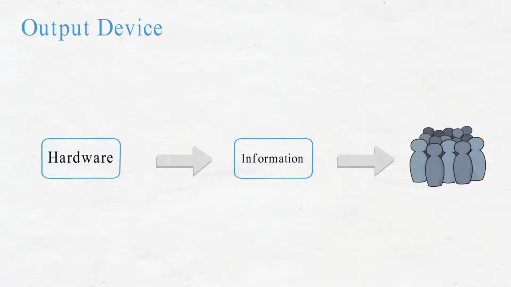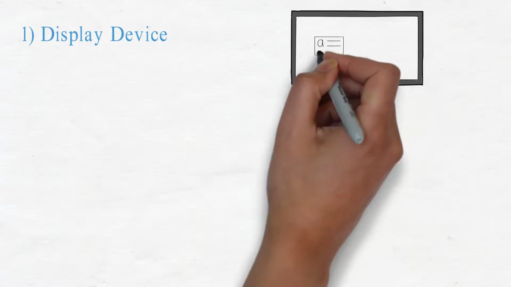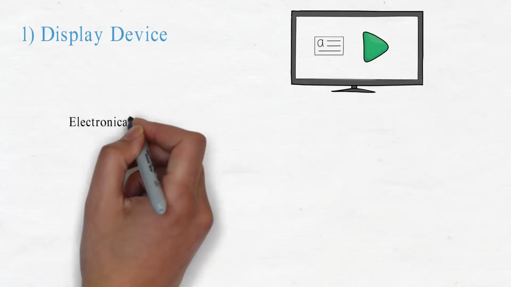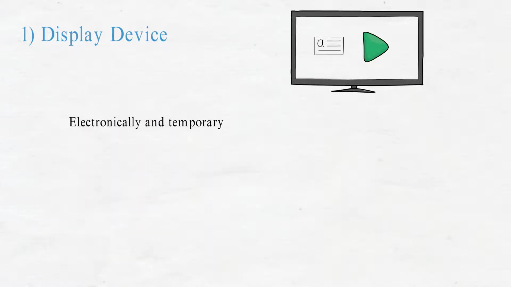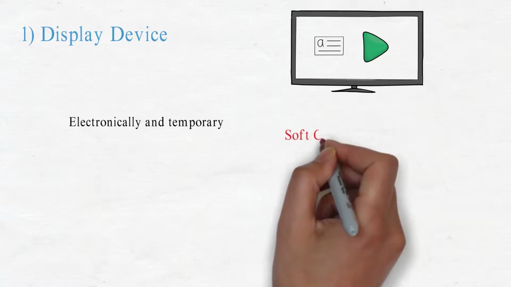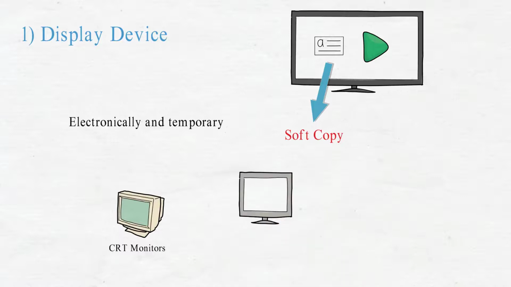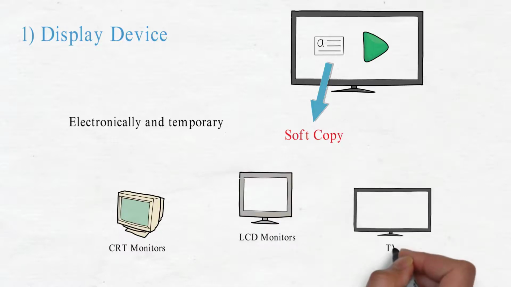Let's discuss output devices. 1. Display device. It is an output device which visually shows text and video on screen. It exists electronically and appears temporarily. Information on screen is also called soft copy. Display devices include CRT monitors, LCD and LED monitors, TV, etc.